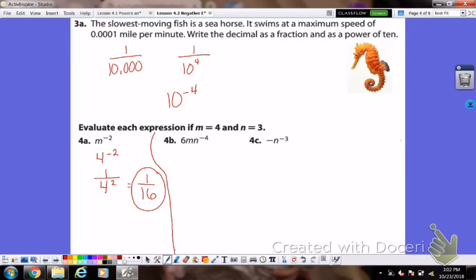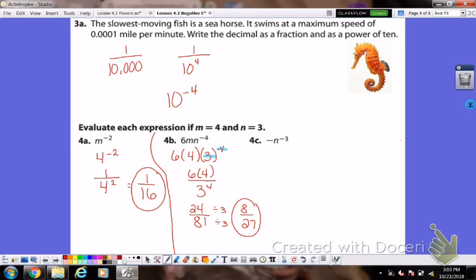Now for 4b. Substitute first, 6 times 4 times 3 to the negative 4. Now notice, this negative 4 only applies to the 3. So when I start trying to rewrite things, my 6 and my 4 stay in my numerator. They do not move because they do not have a negative exponent. So 6 times 4 over 3 to the 4th. Well, 6 times 4 is 24. 3 to the 4th, 3 times 3 times 3 times 3 gives us 81. We want to check if we can simplify. They are both divisible by 3. So final answer, 8 over 27.